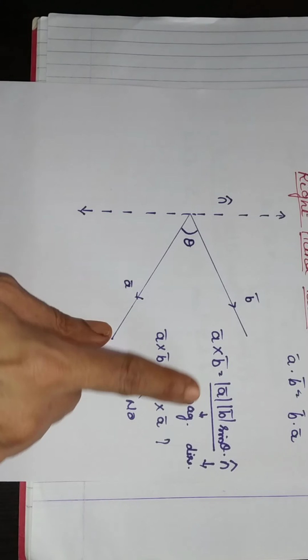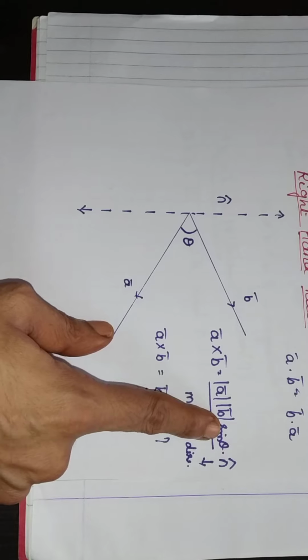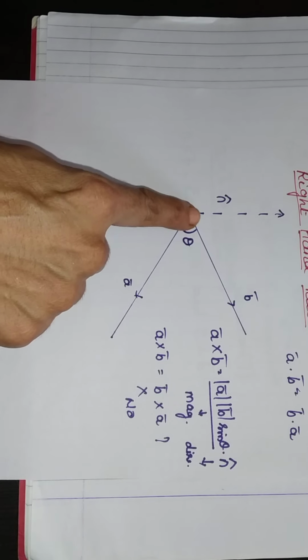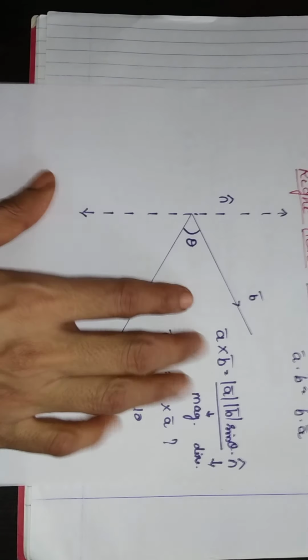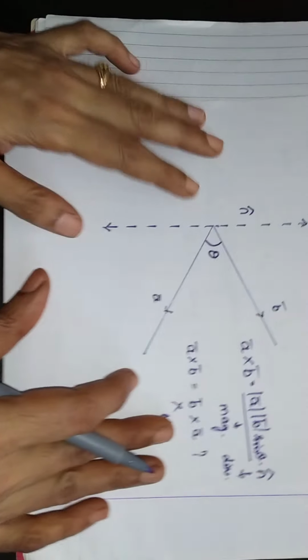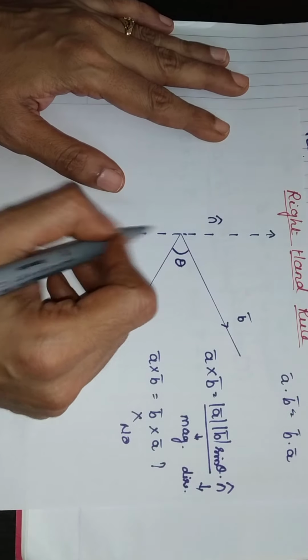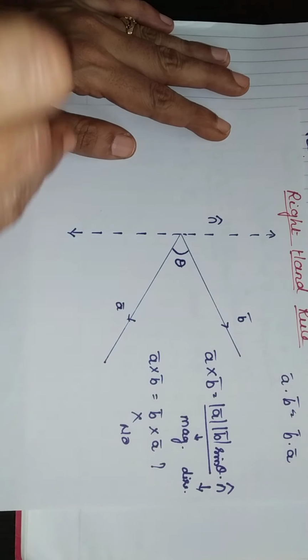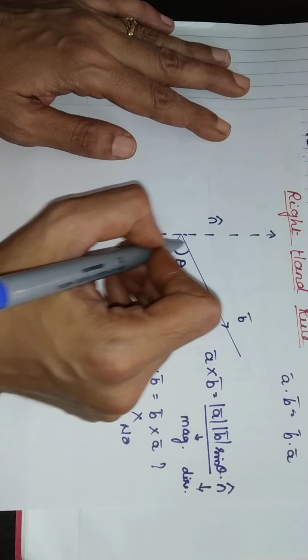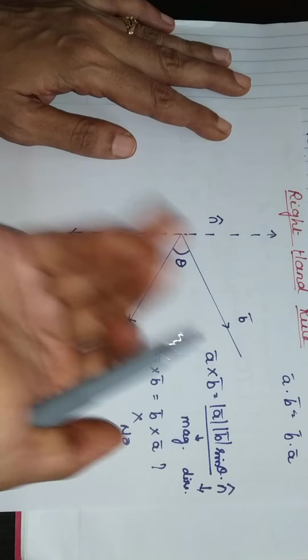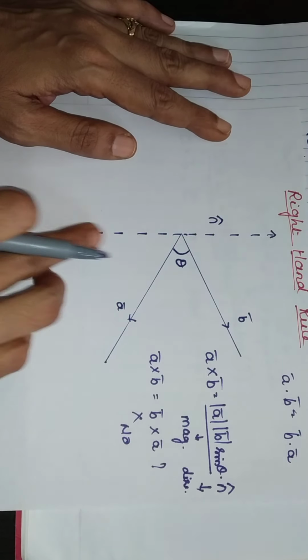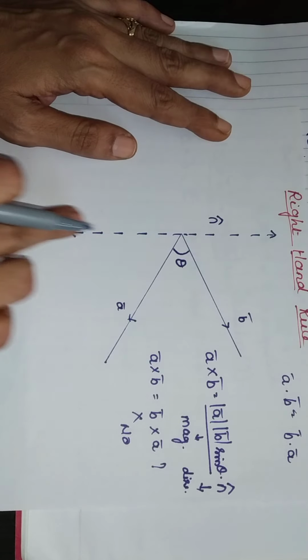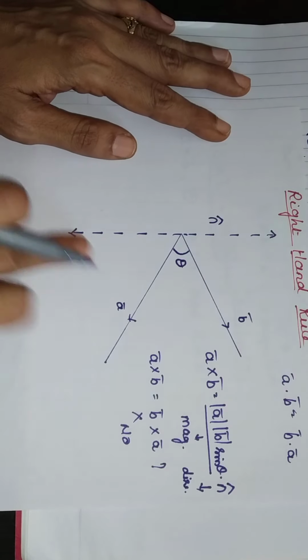because that is also given by mod A, mod B sin theta. But what about the direction? It is exactly opposite to A cross B. In this page, this direction is pointing in the upward direction towards us, whereas this direction would go behind the page. We can only show it this way because we are working with a two-dimensional system.